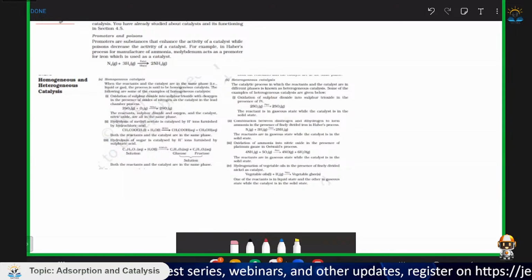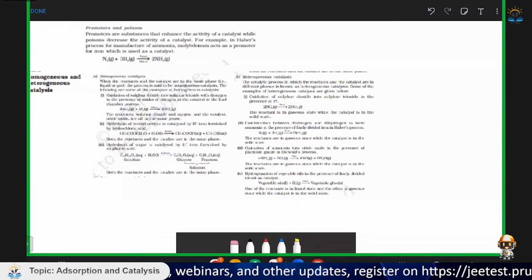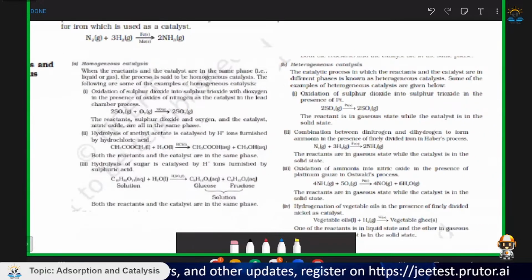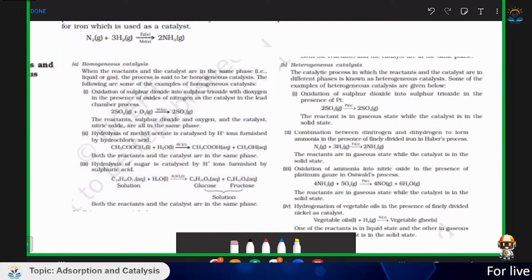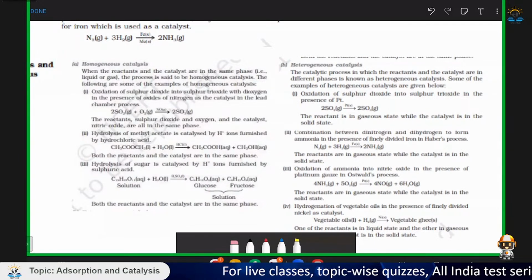Homogeneous catalysis examples: contact process, lead chamber process, SO2 plus O2 gives SO3 in presence of a catalyst. There is the contact process for SO2 plus O2. That lead chamber process is with the nitrogen oxide gases. Hydrolysis of methyl acetate by hydrochloric acid is your esterification, ester hydrolysis. This is all liquid phase catalysis.